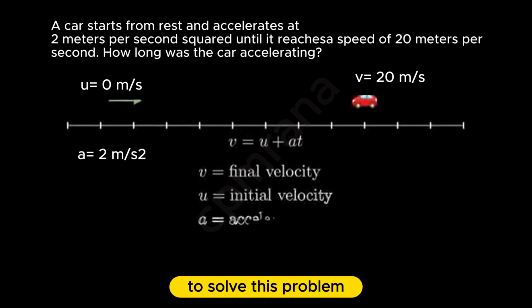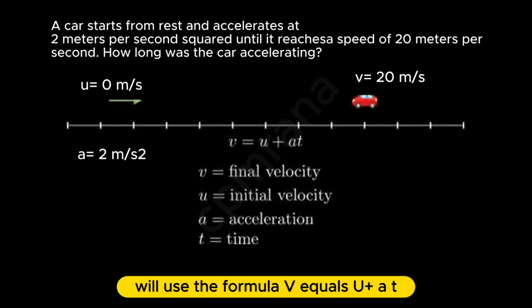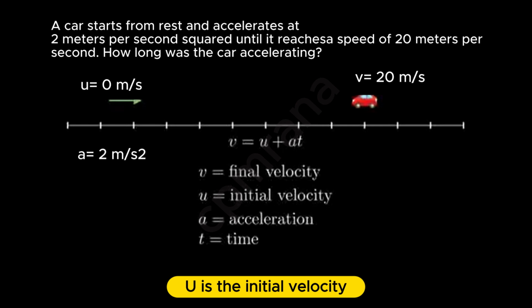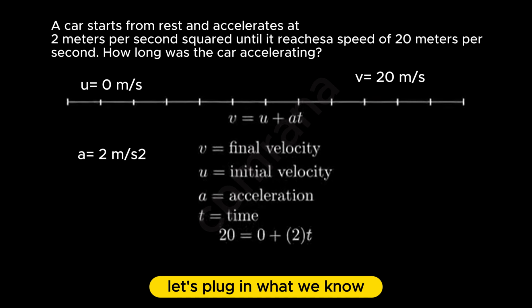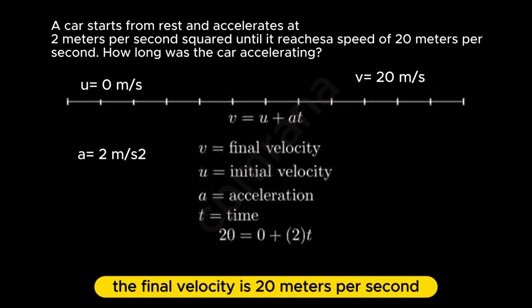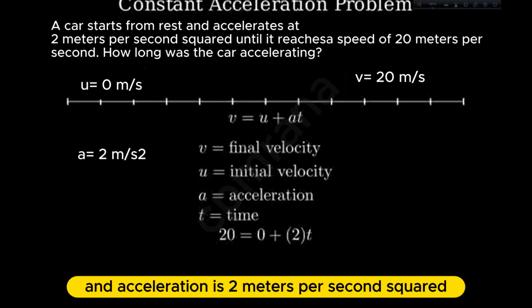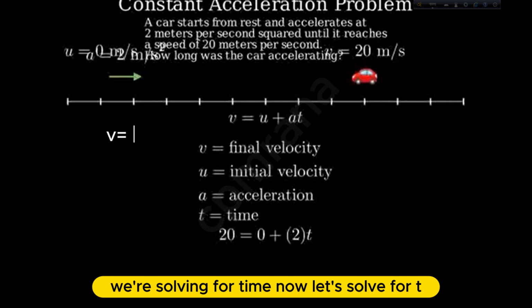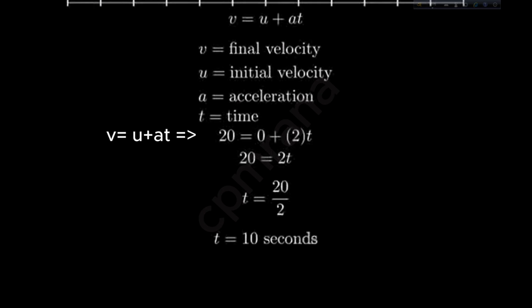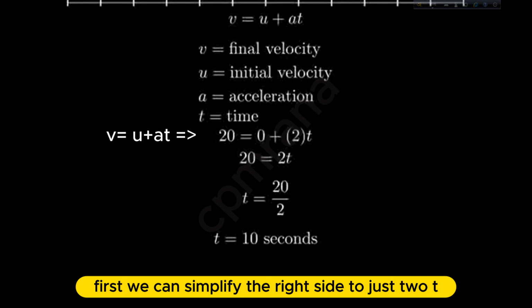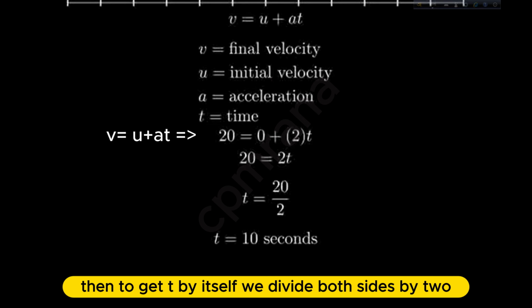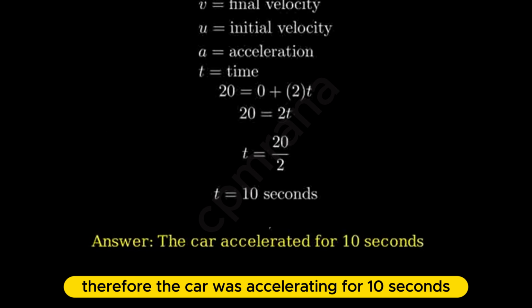To solve this problem, we'll use the formula v equals u plus at, where v is the final velocity, u is the initial velocity, a is acceleration, and t is time. Let's plug in what we know. The final velocity is 20 meters per second, initial velocity is 0 meters per second, and acceleration is 2 meters per second squared. We're solving for time. Now let's solve for t. First, we can simplify the right side to just 2t. Then, to get t by itself, we divide both sides by 2. Therefore, the car was accelerating for 10 seconds to reach its final velocity of 20 meters per second.